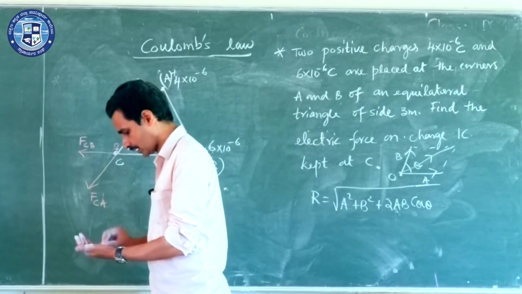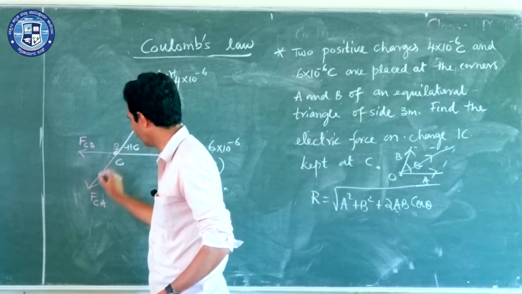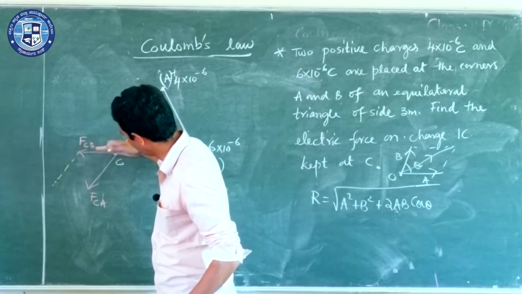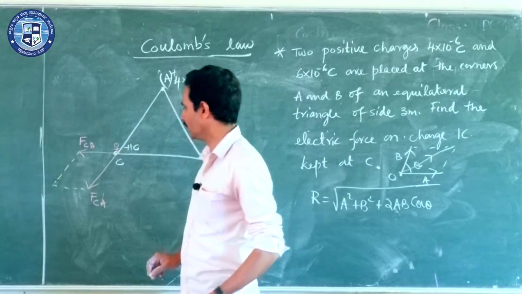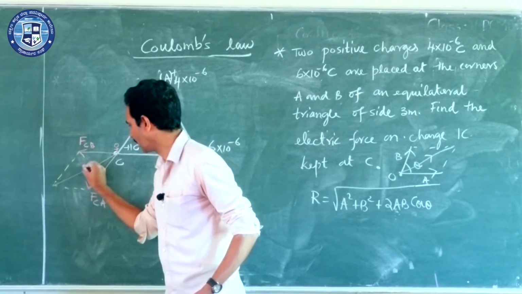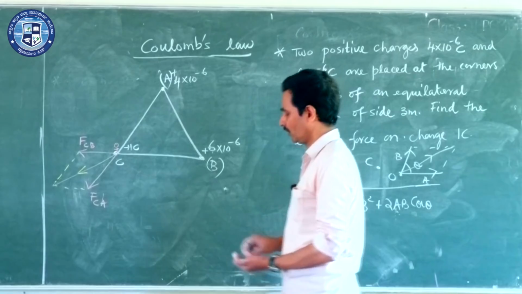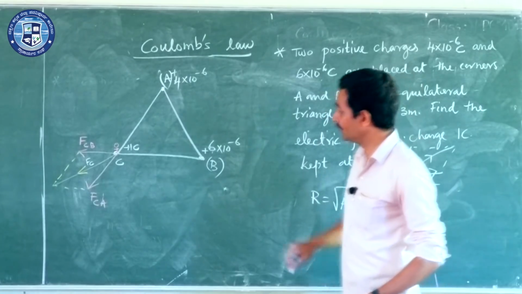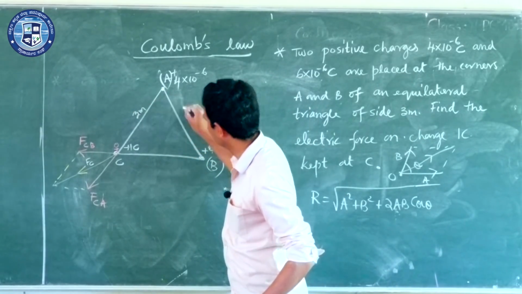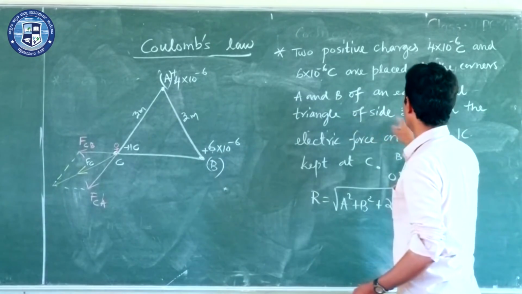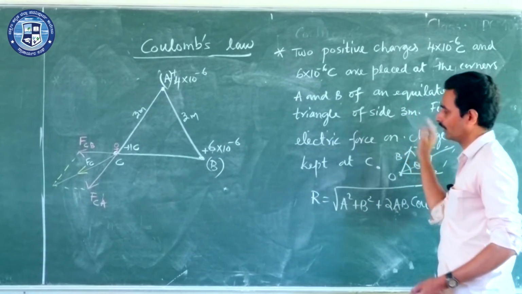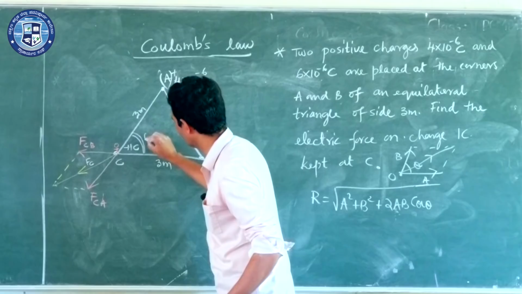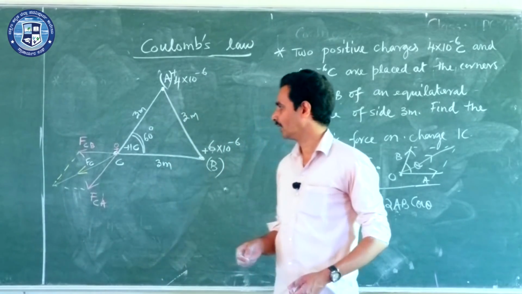So represent this by one side of a parallelogram and draw a parallel line here, and represent this by the other side and draw a parallel line here. Then the resultant is given by the diagonal of the parallelogram. That is the net force acting on C, the total force on C. The charges are kept at two corners of an equilateral triangle of side 3 meter. This is also 3 meter. Definitely the angles of an equilateral triangle are 60 degrees.